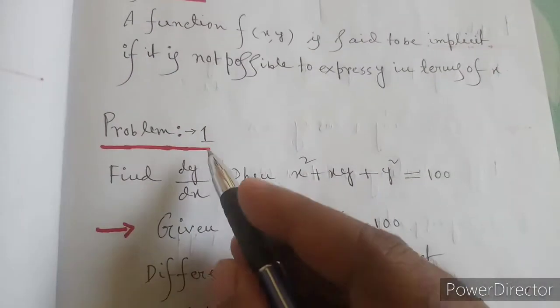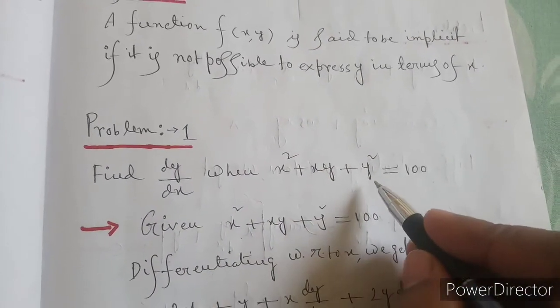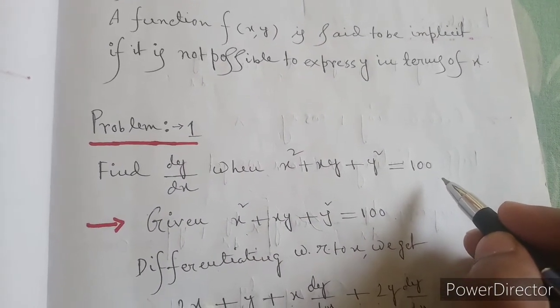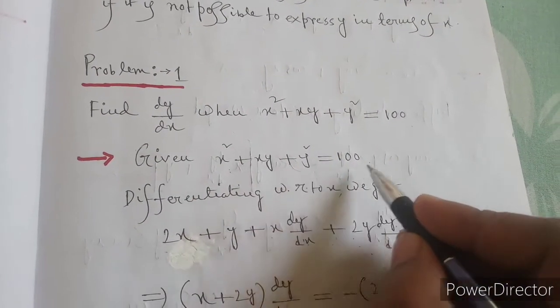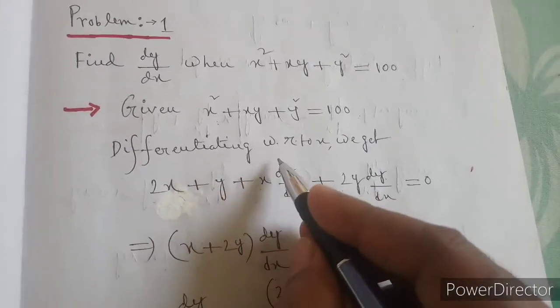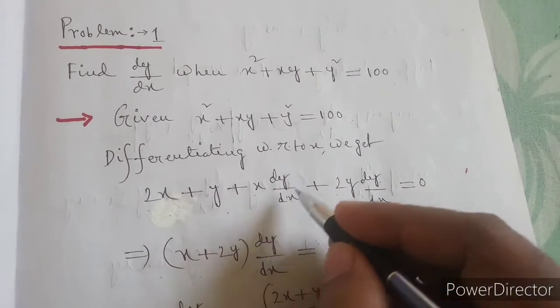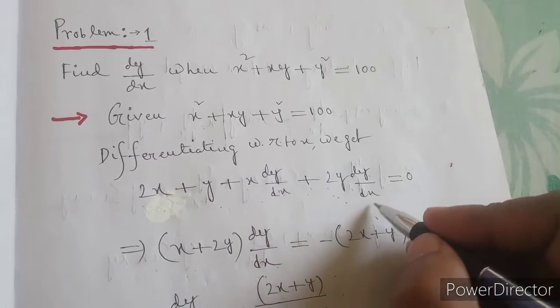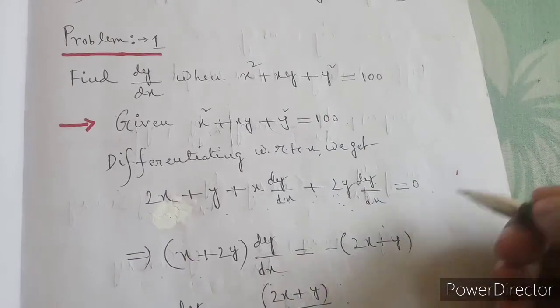Now problem number 1. Find dy/dx when x square plus xy plus y square equals 100. Given x square plus xy plus y square equals 100, differentiating with respect to x, we get 2x plus y plus x into dy/dx plus 2y dy/dx equals 0. Sure, because the derivative of y square is 2y dy/dx, obviously.